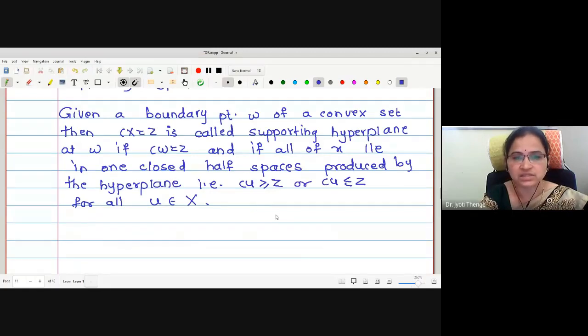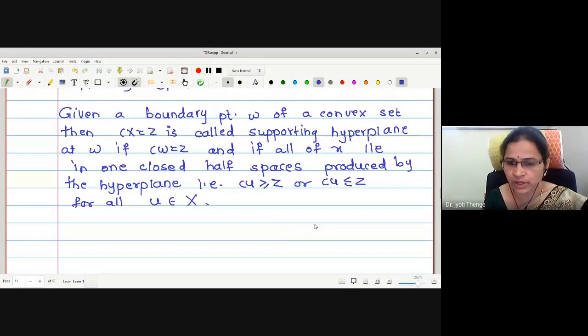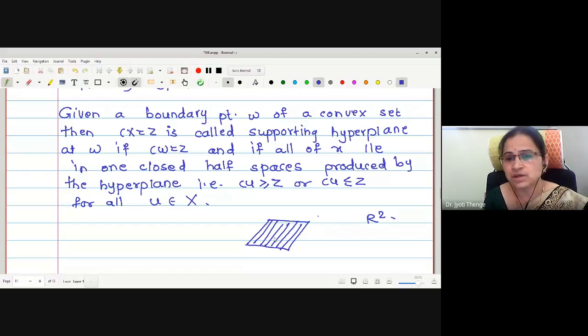Let us try to understand this. Whenever we say that W is a boundary point of a convex set, let me draw a convex set. Say, like a parallelogram I am drawing, in R2. Okay, this is a convex set. Now we are finding a supporting hyperplane. We know a hyperplane in R2 is a line. We want to find at least one boundary point of the convex set which lies on the supporting hyperplane. That is, the line should touch at least one boundary of your convex set.